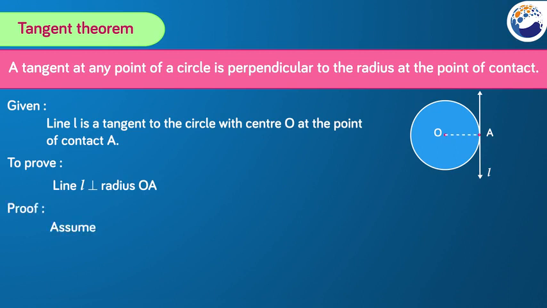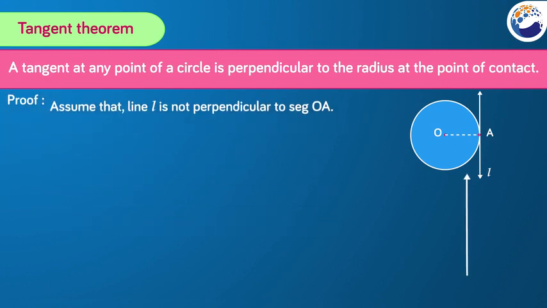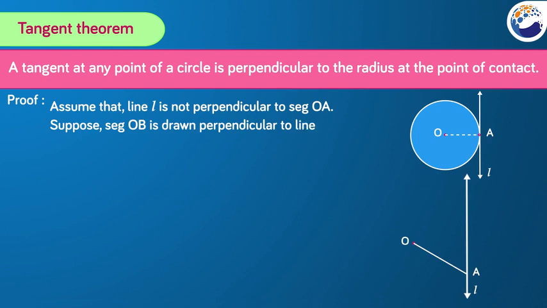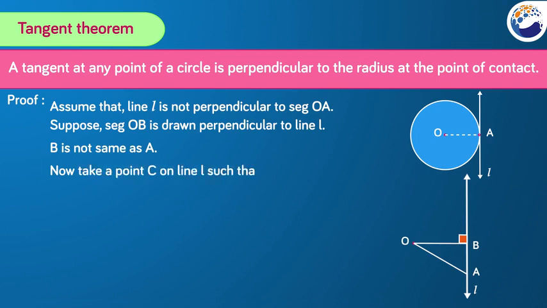Proof. Assume that line L is not perpendicular to segment OA. Suppose segment OB is drawn perpendicular to line L. B is not the same as A. Now take a point C on line L such that A-B-C and BA is equal to BC.